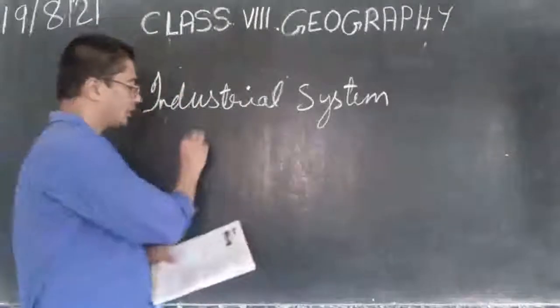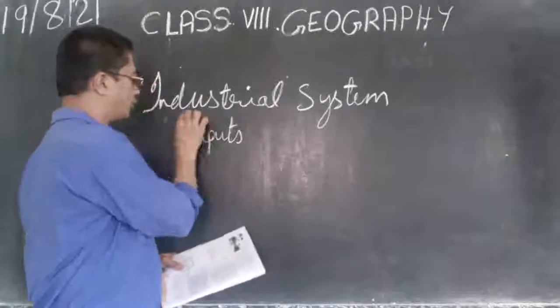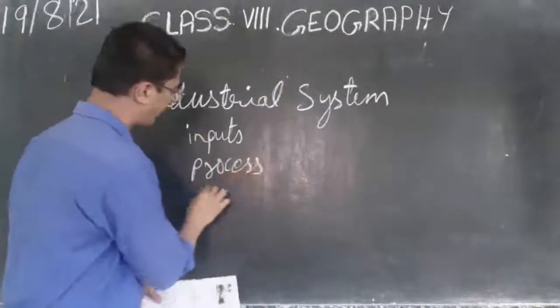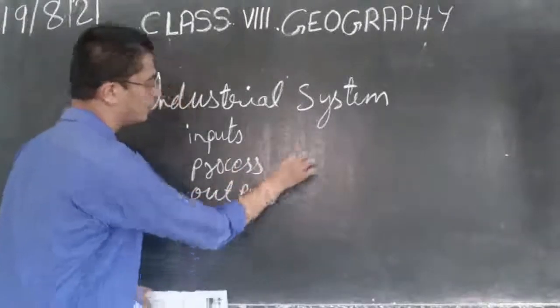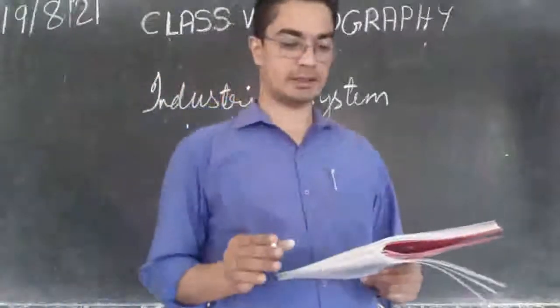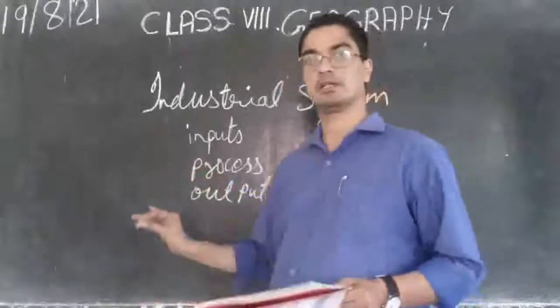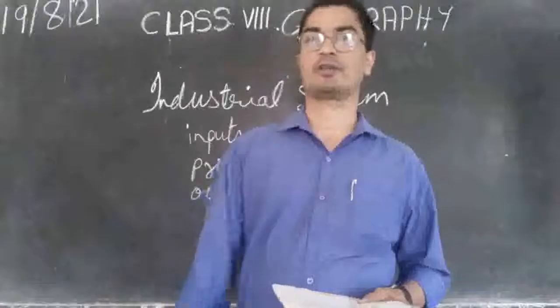What are they? Inputs, the process and outputs. So these are the three things that are included in this industrial system. If these three things are not there, then an industry cannot take place.